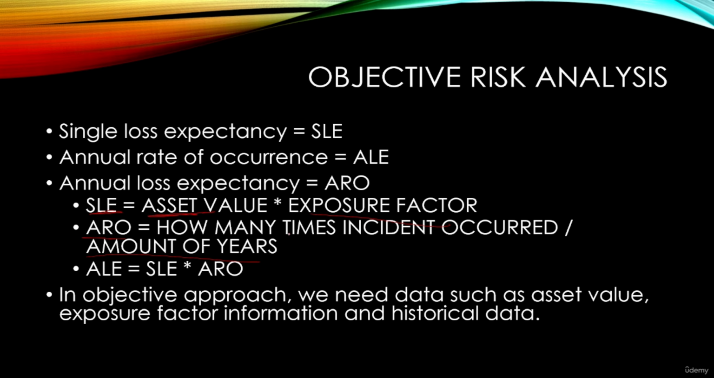You can get the ARO directly, or you can be required to calculate the ARO yourself, by being given the number of times the incident occurred and the number of years according to the historical data. The last value we will get is the annual loss expectancy, which refers to the amount of losses across the year, which is the result of multiplying, or the product of, SLE and ARO. So we need to have data in order to perform the quantitative approach, and this is the most challenging part in the concept of quantitative risk analysis.